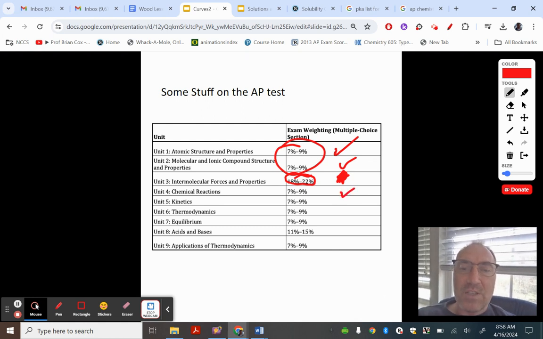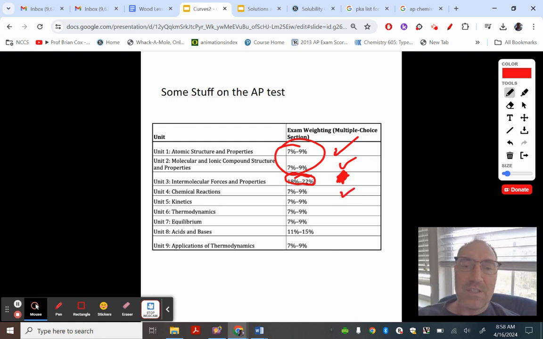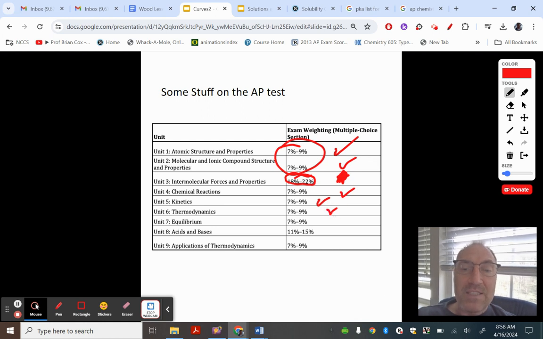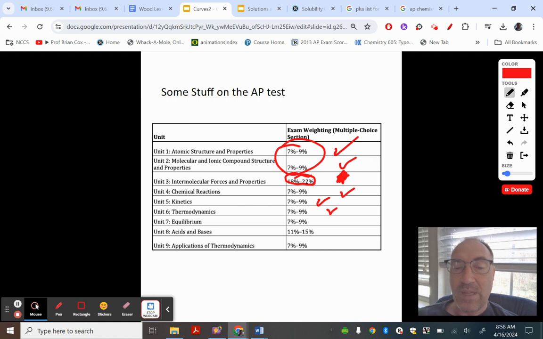Reactions, this one is like chapter 4, like net ionic reactions. Kinetics, we did pretty well on as a class, but it's 7 to 9%. That's only one chapter, and reviewing one chapter is super huge. Thermodynamics, again, 7 to 9%. So that's like delta S, delta H, that kind of thing.